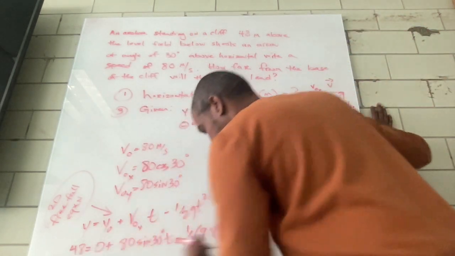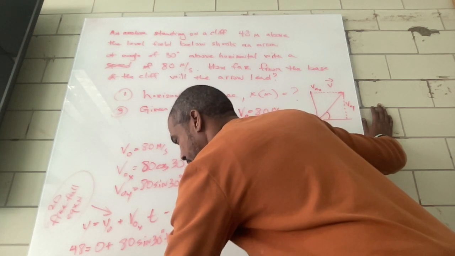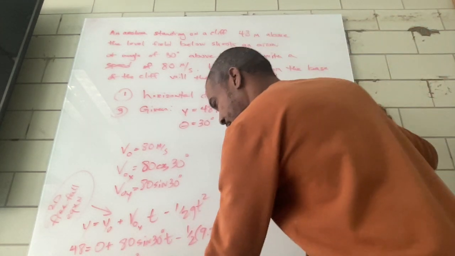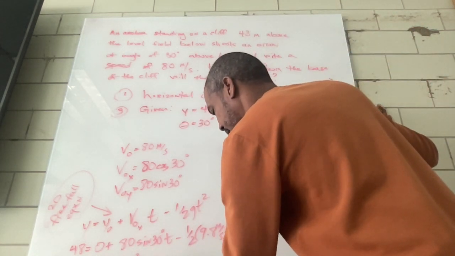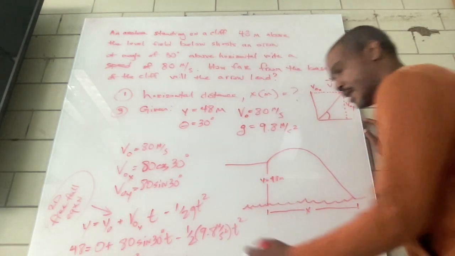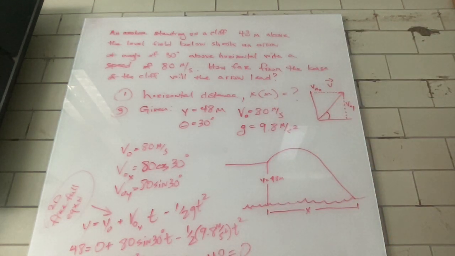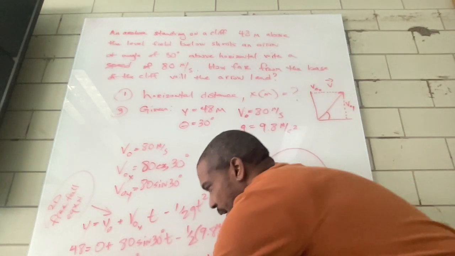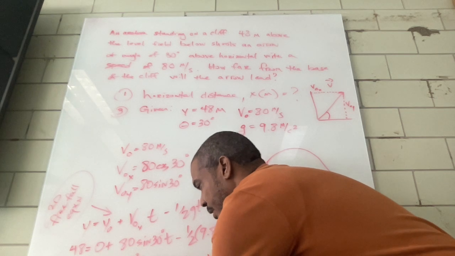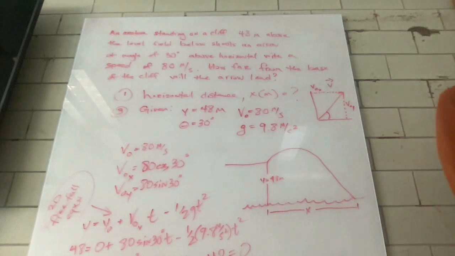All right, y'all. So this is going to be what? Negative 1/2 times 9.8 meters per second squared t squared, plus 80 sine t, minus 48 equals 0. Now this right here looks like ax squared plus bx plus c equals 0, right?